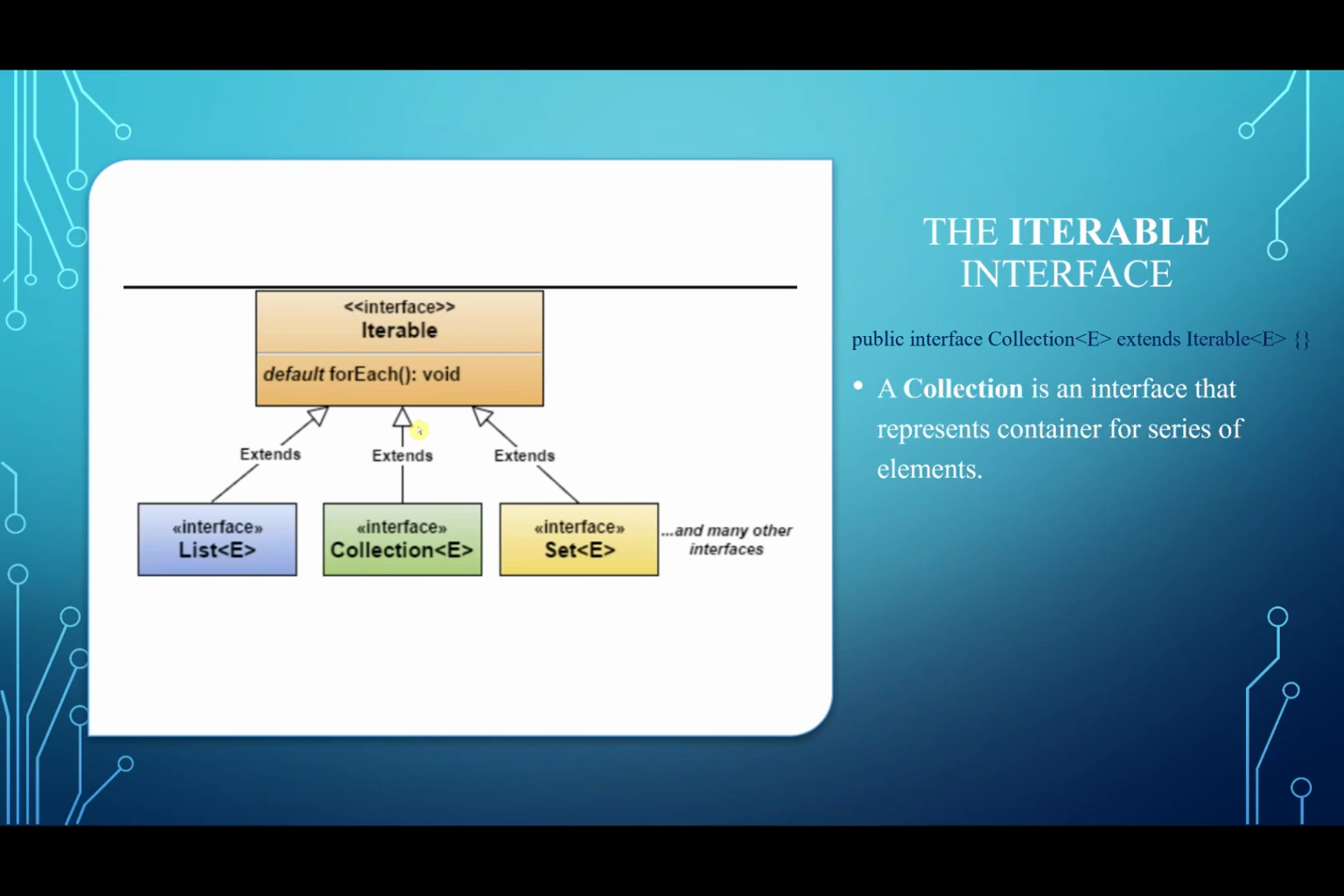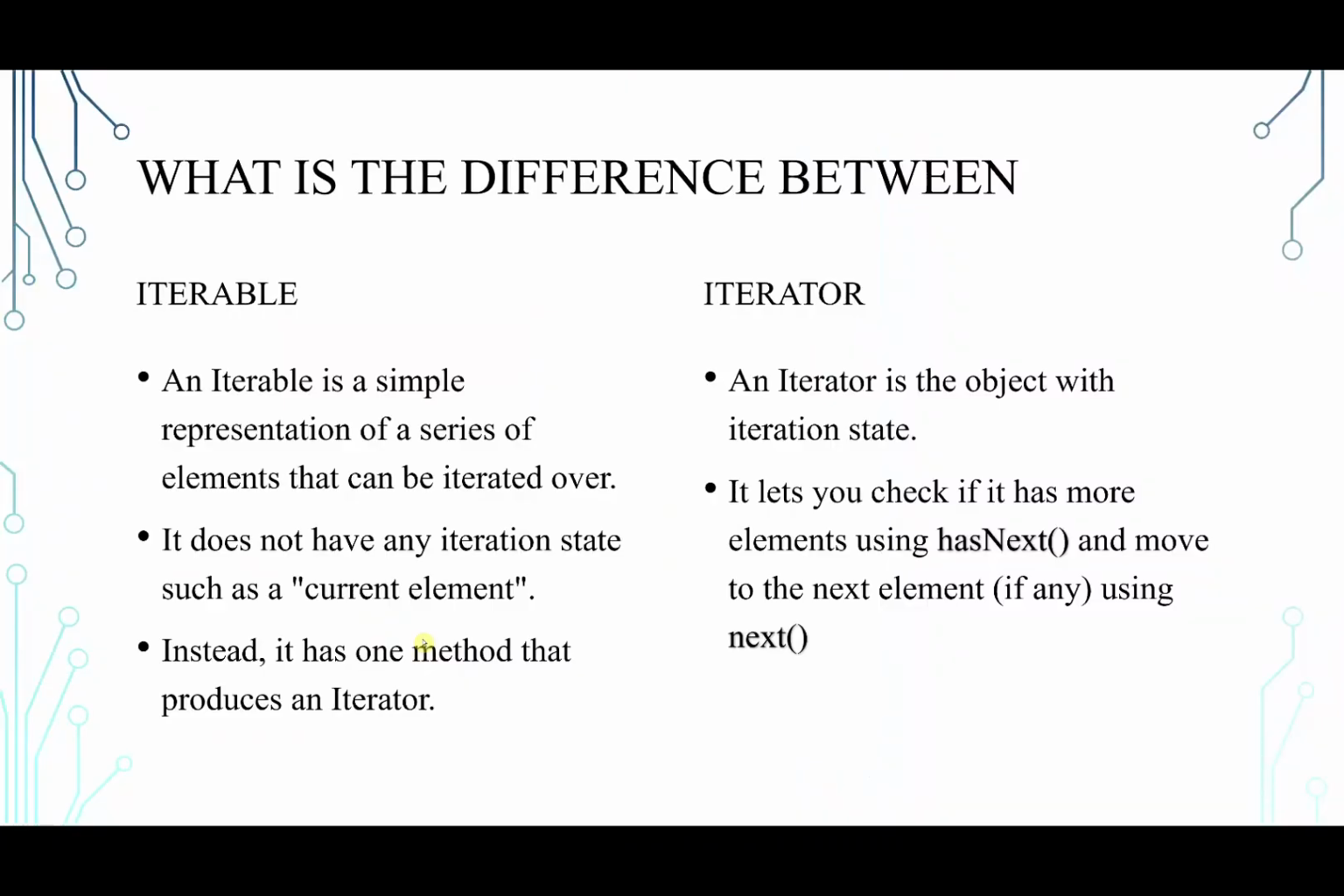So the Iterable interface is an interface that has this signature. public interface Collection extends Iterable. This interface is extending this interface. A Collection is an interface that represents a container for a series of elements. Right? You have seen this before when we used it to sort array lists.